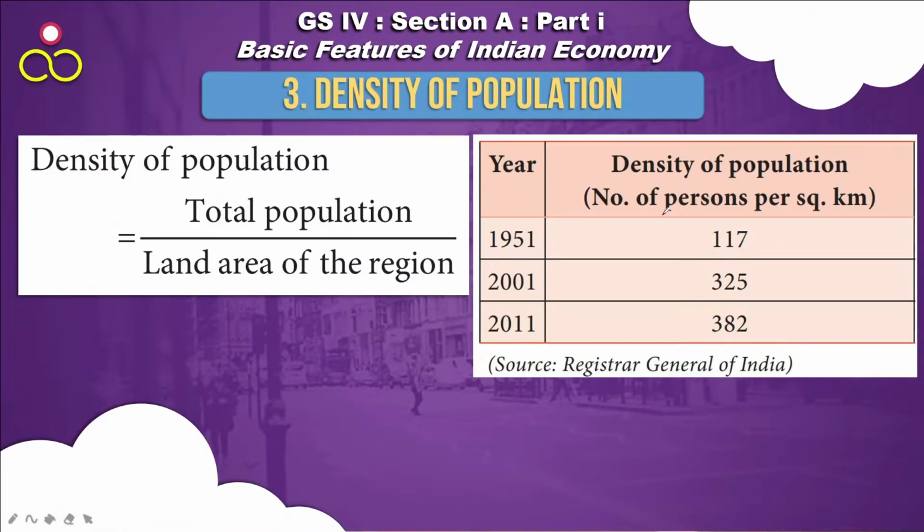Next is the density of population. Why is density of population important? The density of population is important to know where to focus the resources more. The density of population from 1951 to 2011 has increased from 117 to 382 persons per square kilometer. Density of population is basically the total population divided by the total area of the region.